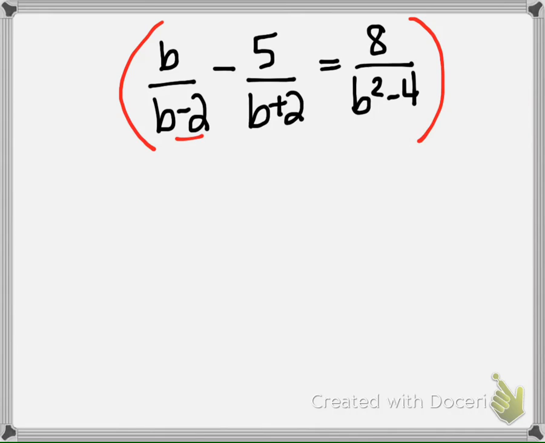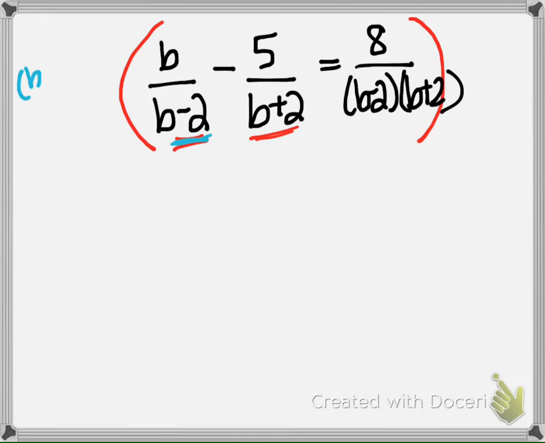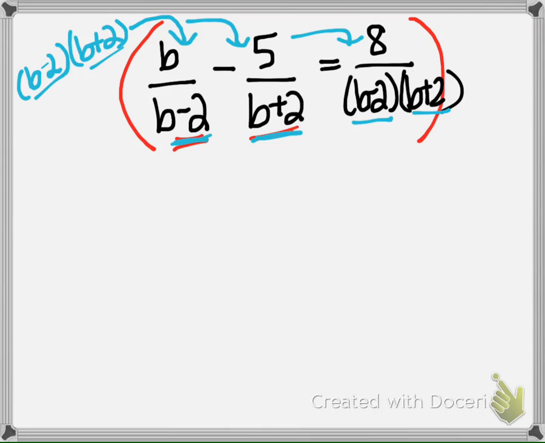So this is already in factor form, so both of these couldn't be factored, but this one can be factored. So instead of b squared minus 4, that could be factored and changed to b minus 2 times b plus 2, because it was a difference of two squares. So now the common denominator, I'm going to take b minus 2, I'm going to take b plus 2, and it already has a b minus 2 here, it already has a b plus 2. So that's the common denominator, and now I need to distribute this to the entire problem.